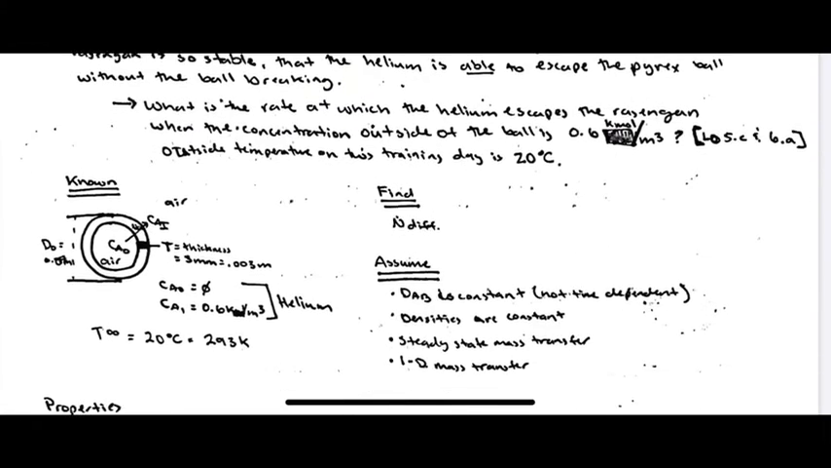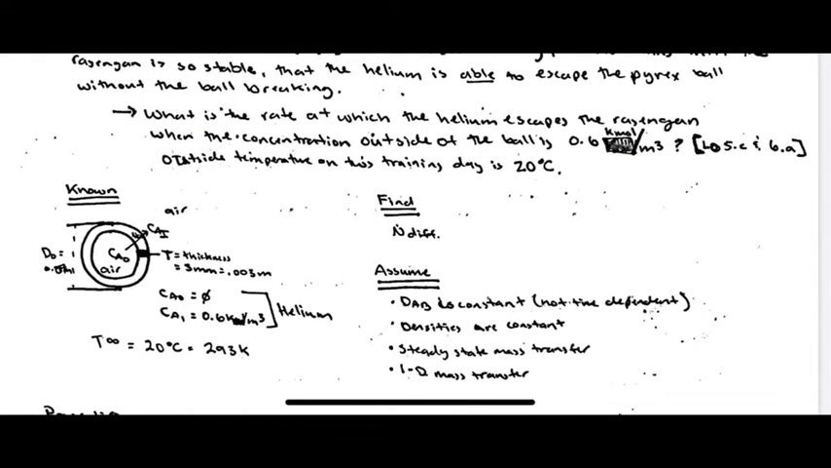For part B of problem 3, after the given problem statement, a similar diagram to part A was drawn. Part B covers learning objectives 5C and 6A. Several assumptions were made, such as that the diffusivity coefficient is constant and not time-dependent, densities are constant, and this problem covers steady-state mass diffusion, and this can also be reflected by one-dimensional mass transfer.